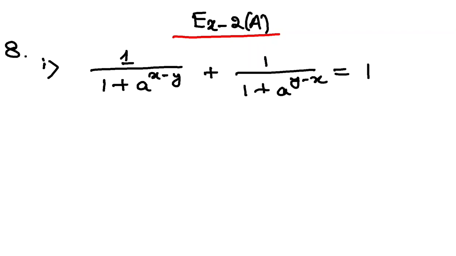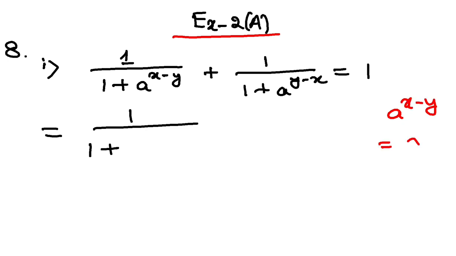Hello students, so we are continuing with exercise 2a, question number 8.1. You have to prove this thing. If I start with the left hand side, this is basically 1 by 1 plus a to the power x minus y. a to the power x minus y is basically a to the power x by a to the power y.